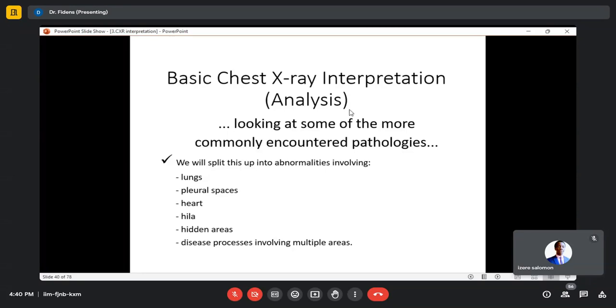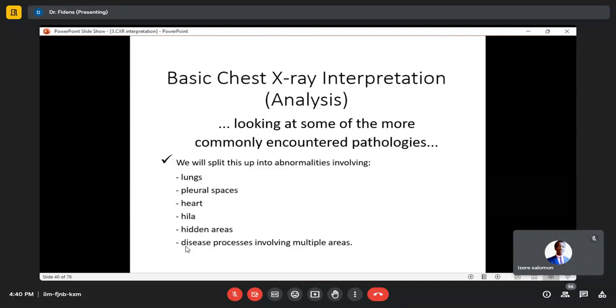Basic chest interpretation, chest X-ray, looking at some of the more commonly encountered pathologies now. We will split this up into abnormalities involving the lungs first. We talk about the disease of the airspaces. We talk about the disease of the heart, the hilum, the hidden areas. Remember the 4 hidden areas? Do you remember them? Posterior to the clavicles, posterior to the heart shadow, hilum, and posterior to the diaphragm.